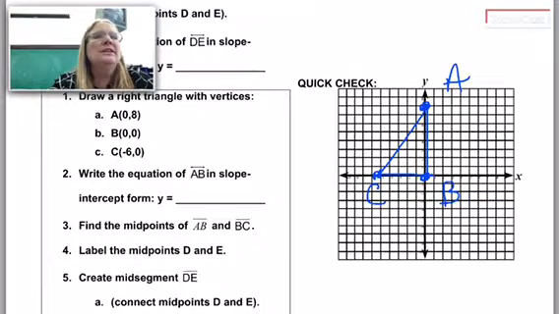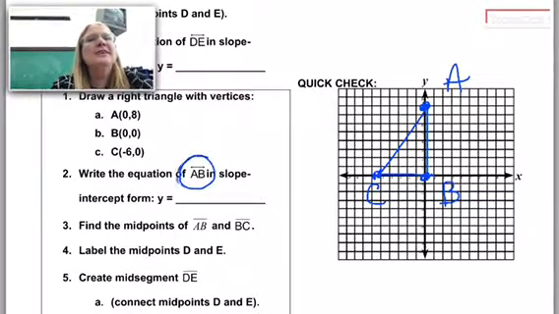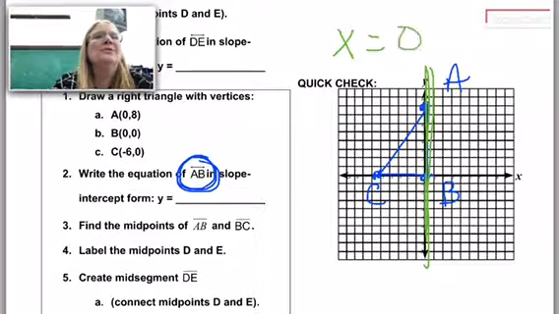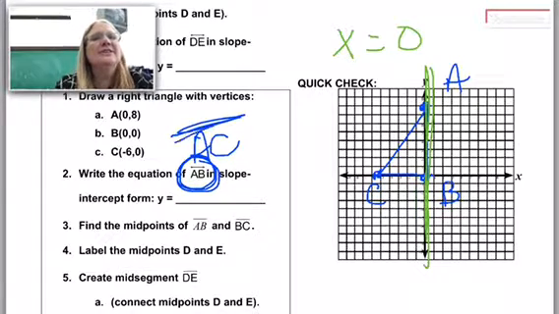So what we do is, oh, I forgot. There is a mistake here. They ask us for the equation of AB. So I don't know how many of you actually did that, but AB is this line right here. And so the equation of this line is x is equal to 0. But I don't think that's what they meant. I think they meant to ask us for the equation of AC. So let's look at that.